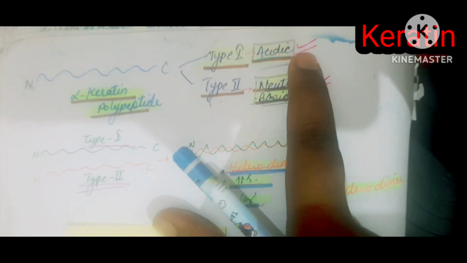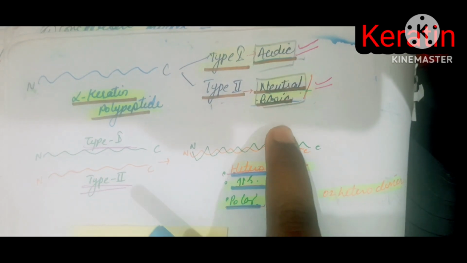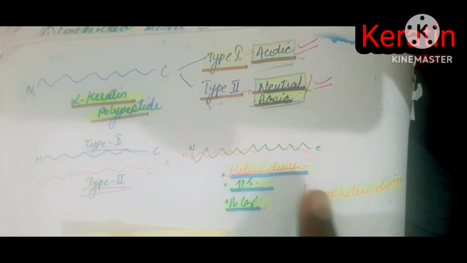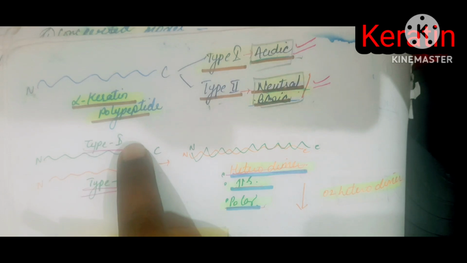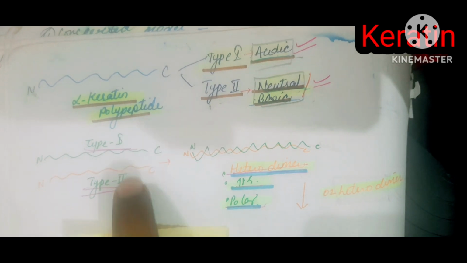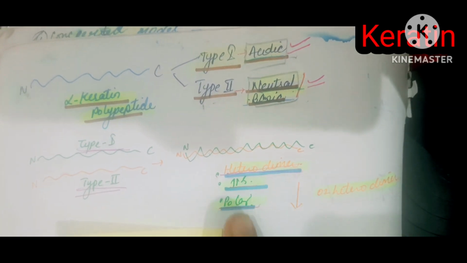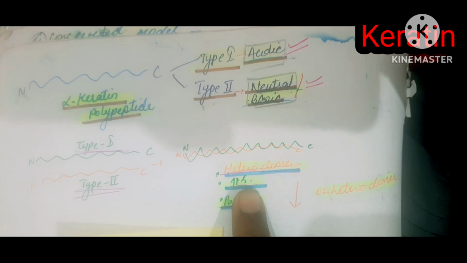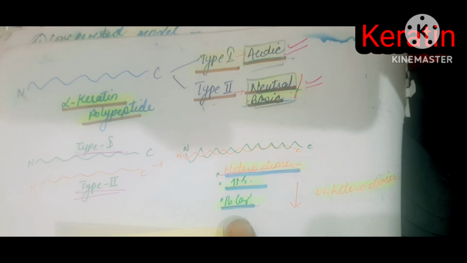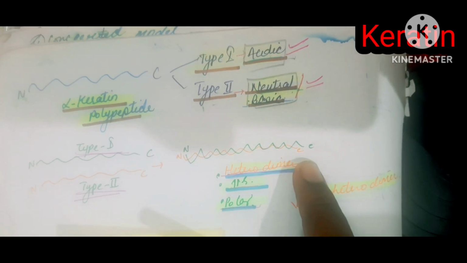You may have two type 1 combining, or you may have type 1 and type 2 combining together. If they are of two different types, that is, one is acidic and the other is neutral or basic, then it becomes a heterodimer, because both subunits are different. The heterodimer is parallel, and this is the sign for parallel. It is a polar structure because it has directionality.